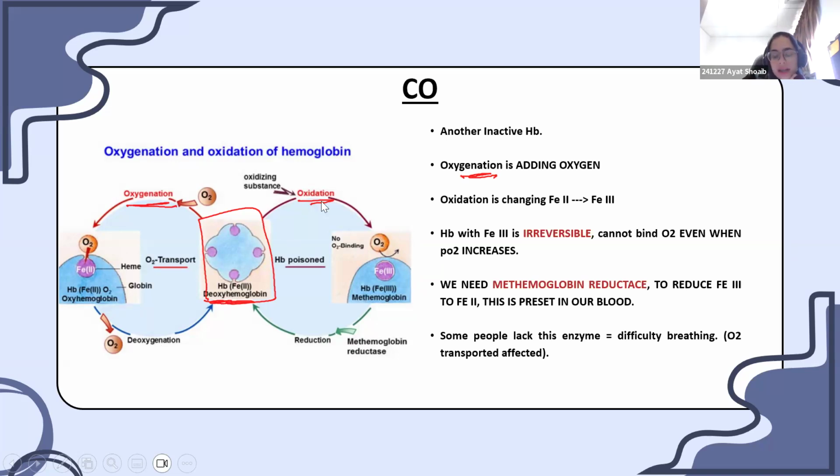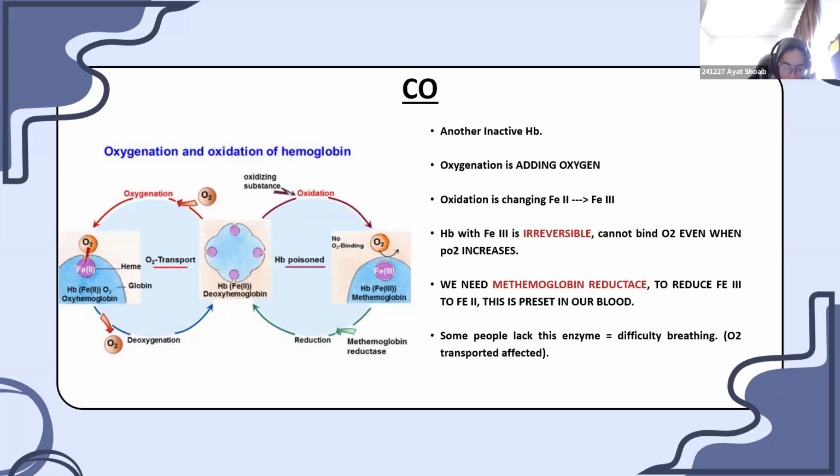The second part is oxidation. Oxidation reminds you of a date, so it changes it from 2 to 3. Kind of like today's the second, it changes it to the third. This is basically poisoning in a way, because it's irreversible.